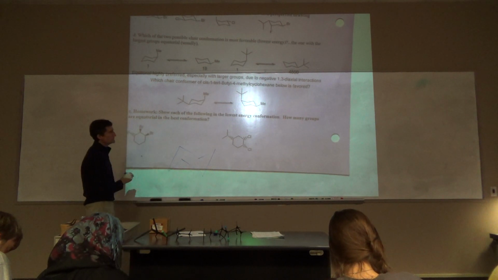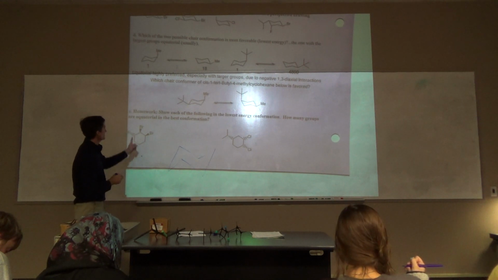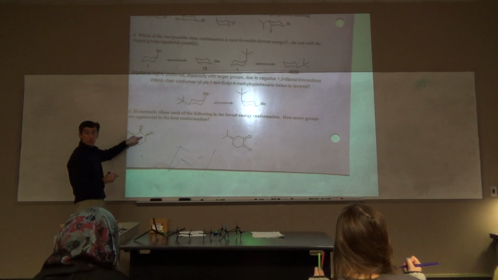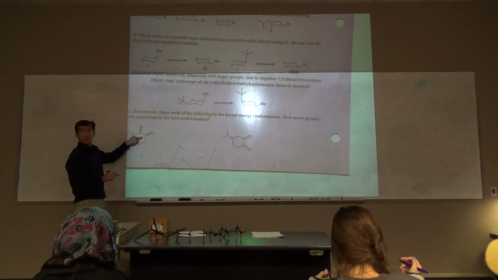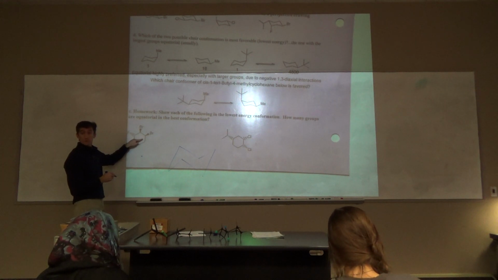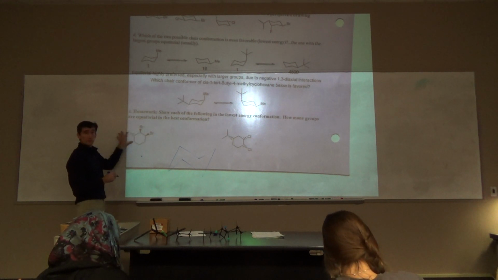We didn't answer the next question. How many groups are equatorial in the best conformation? How many groups are equatorial here in the best? 2. That is, not all 3. All 3 cannot be equatorial here with this configuration, with this stereochemistry.